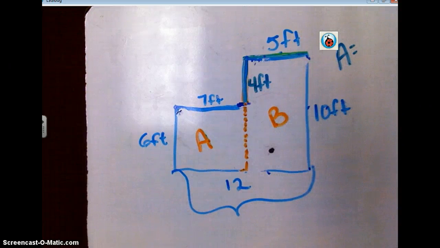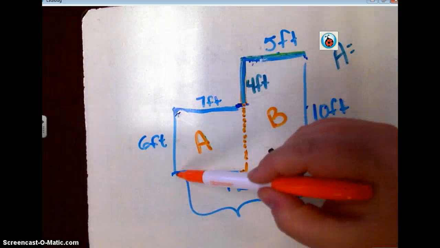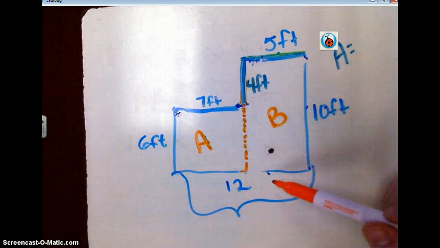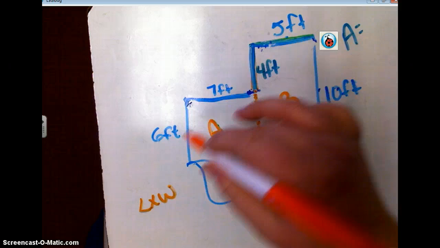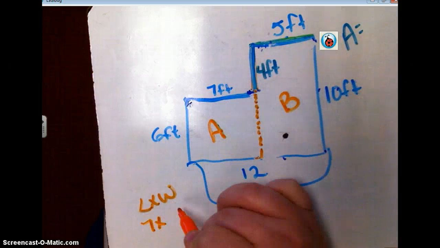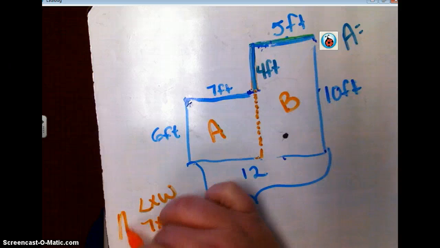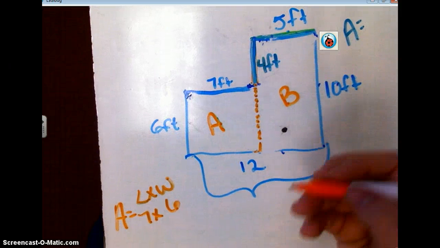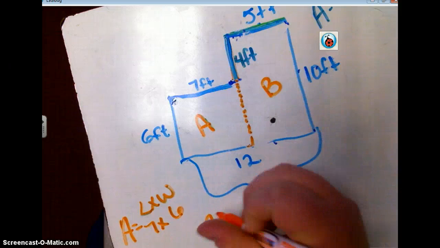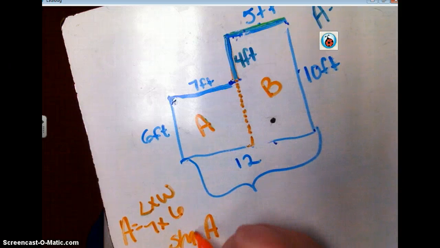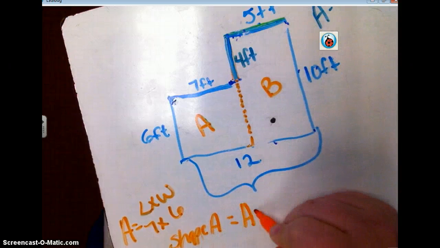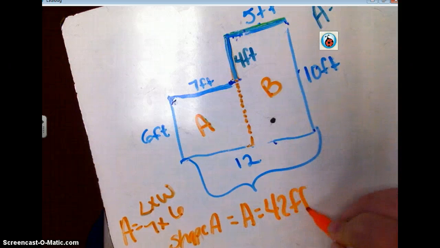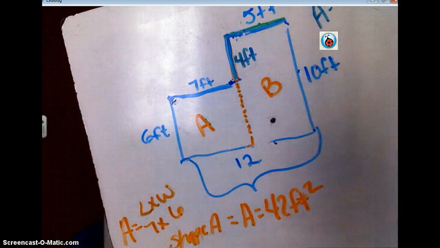If I want to find the area of this rectangle right here, I have to take length times width, right? Length times width. My length is 7 times my width is 6. So 7 times 6 is 42. So shape A, the area equals 42 feet squared, right? Because I'm dealing with area again, so it has to be squared.